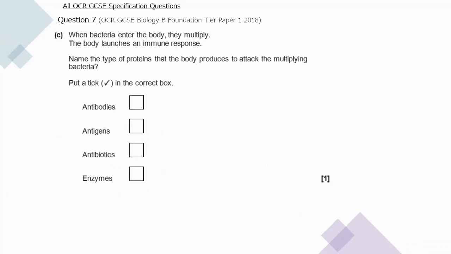Question 7. When bacteria enter the body, they multiply. The body launches an immune response. Name the type of proteins that the body produces to attack the multiplying bacteria. So we know that, of course, white blood cells are our main cell important in our immune response, and white blood cells produce proteins called antibodies. So antibodies is therefore our correct answer.